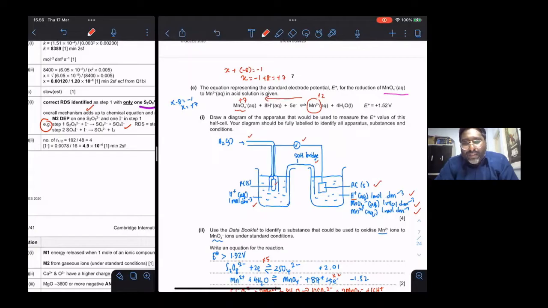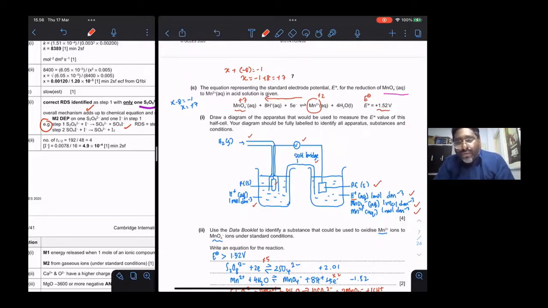So we want this particular equation to go to the left. If you want this equation to go to the left, what you need to do is you must join with another E cell, which is going to be greater than 1.52.